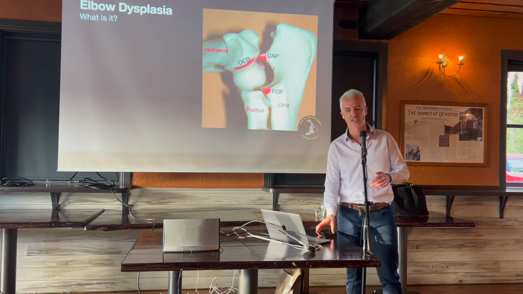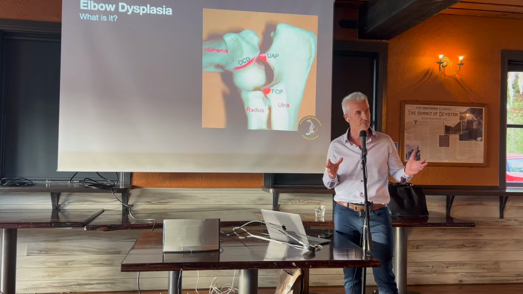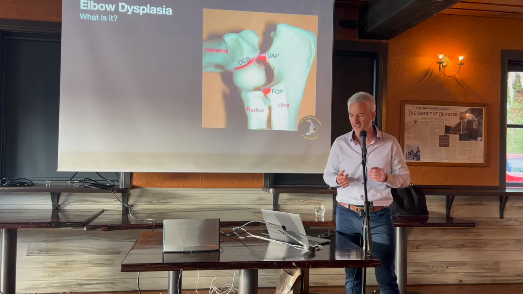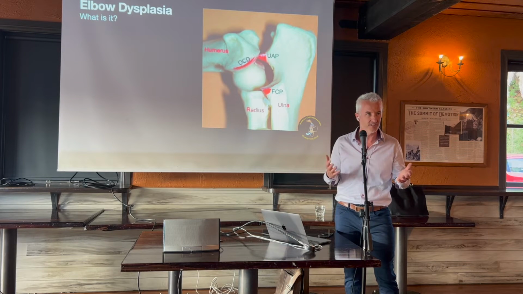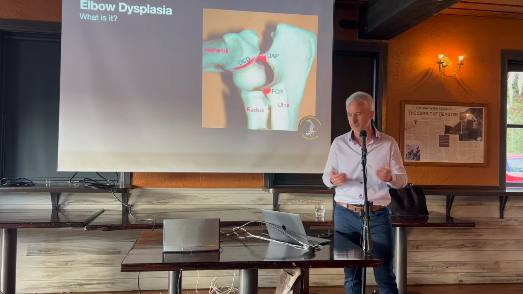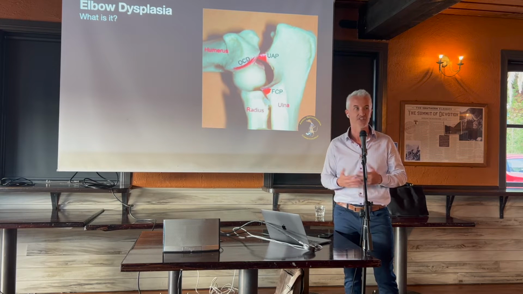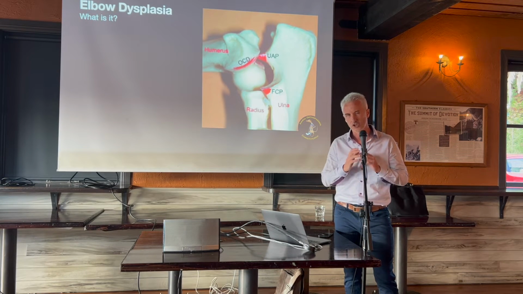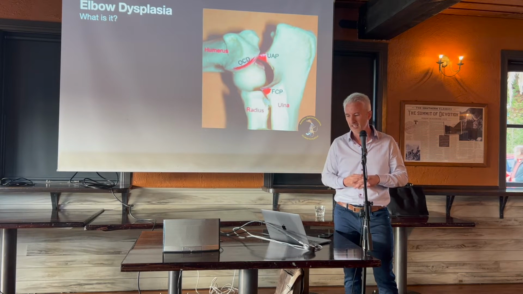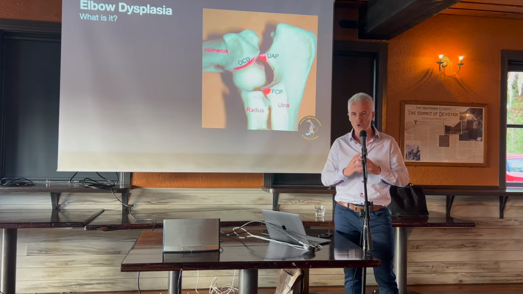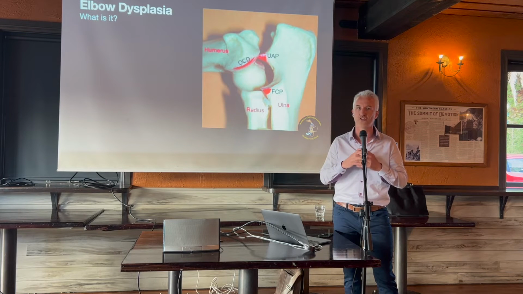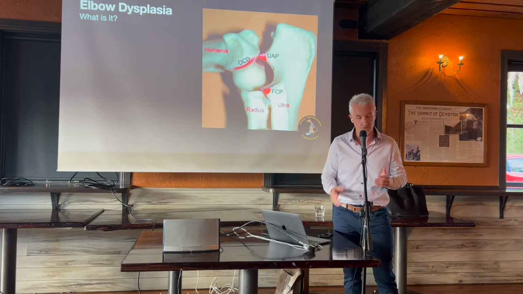So elbow dysplasia is an umbrella term for a group of diseases that are inherited in nature. So it's an inherited condition. It really mainly affects large to giant breed dogs. I'll talk about small breed dogs later. And it commonly affects both elbows, not always. Now the cause is unclear, but it's ultimately a multifactorial disease that causes disturbances in growth.